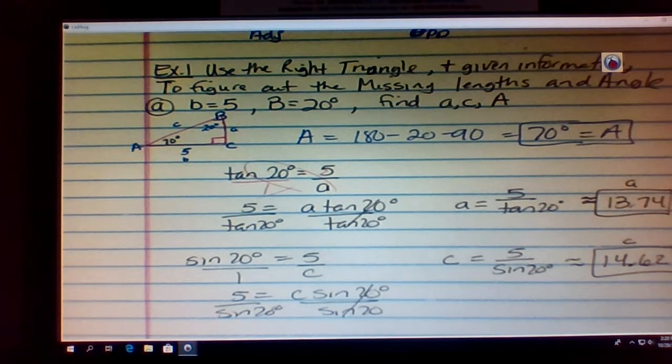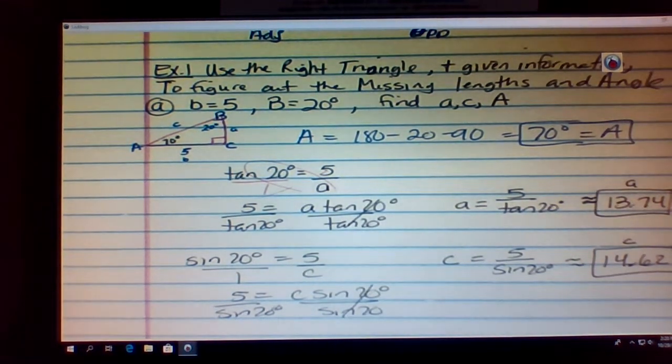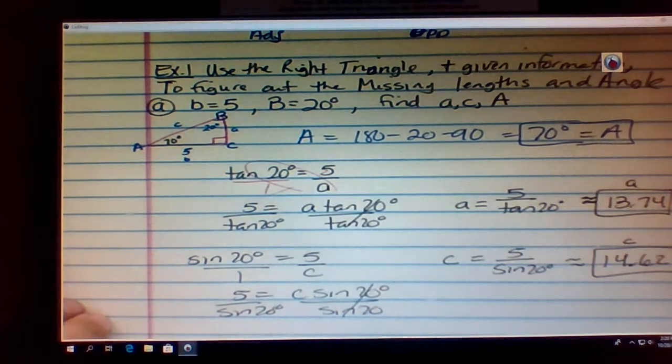Are we okay? So this to me is a lot easier than having to use all those identities. That's just me. All right. Can I turn the page? Yes?